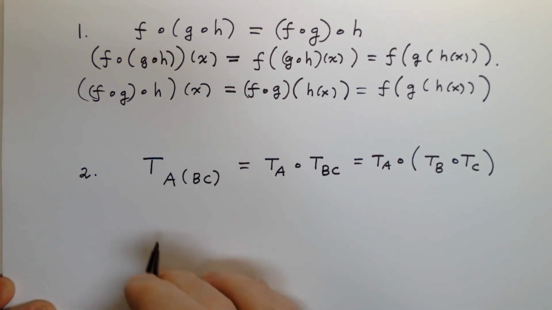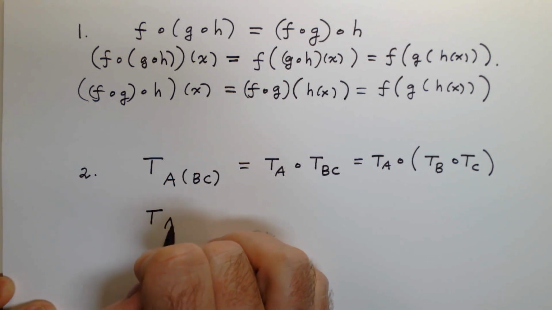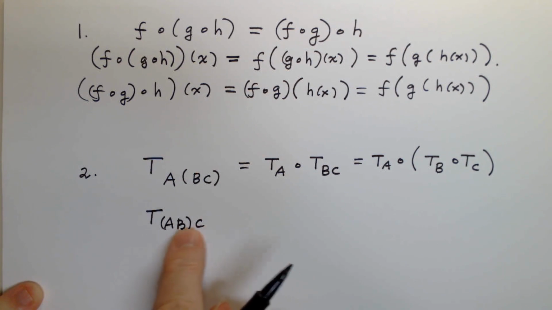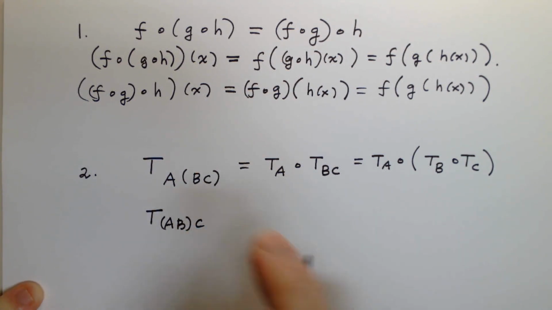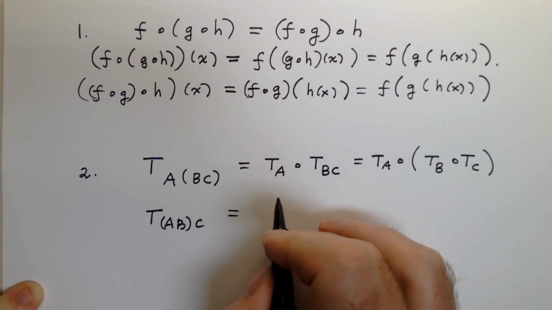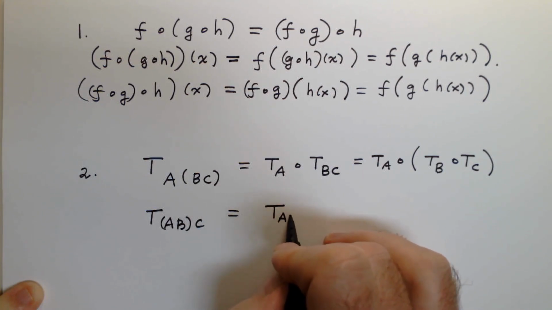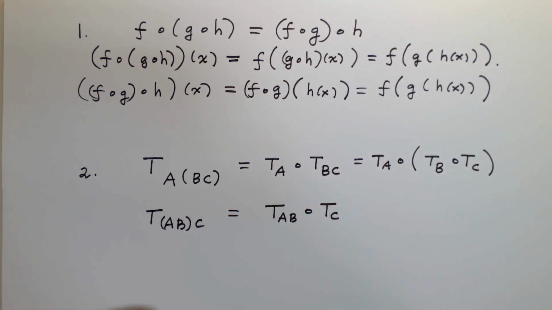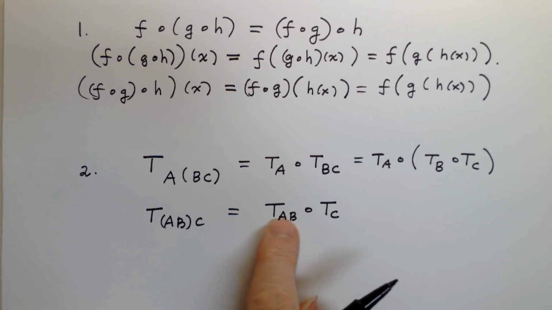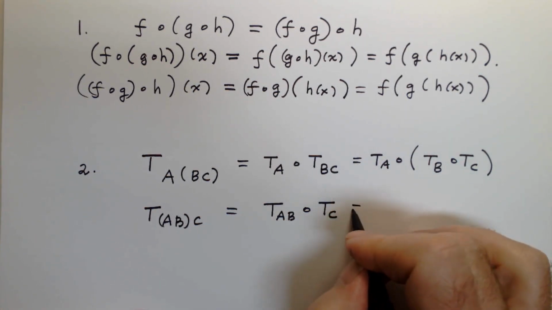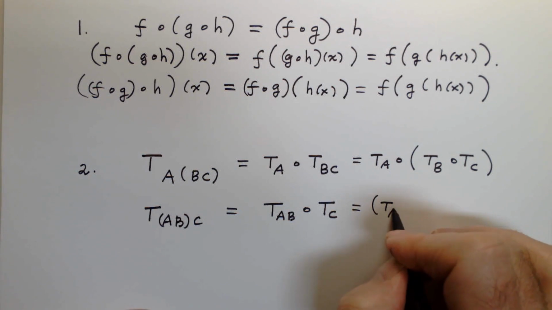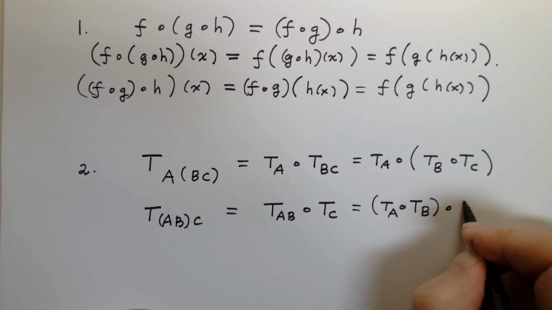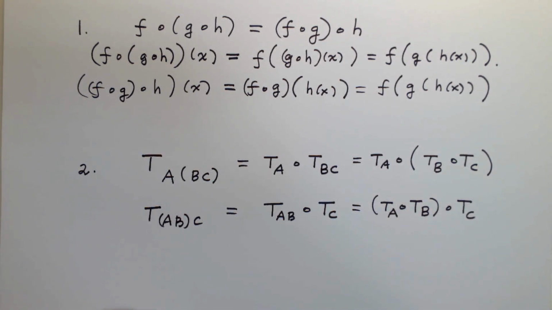And now let's work out the transformation associated with AB times C. This is a product of two matrices, one called AB and the other called C. So this must come from the transformation associated with A times B composed with the transformation that comes from C. But once again, this is a product of two matrices. And so this can be rendered as the transformation associated with A composed with the transformation associated with B composed with the transformation associated with C.